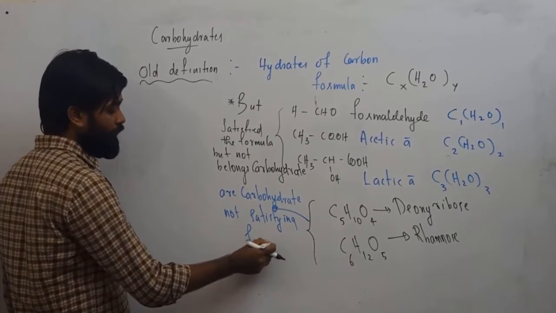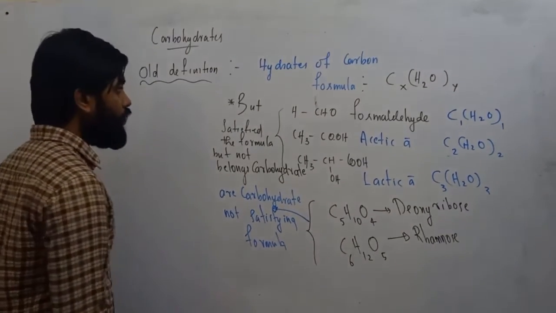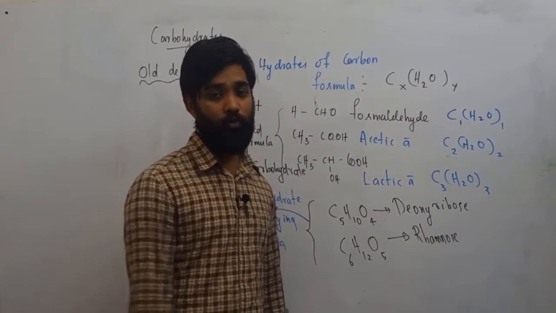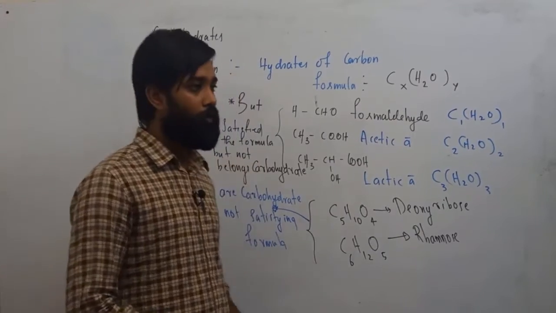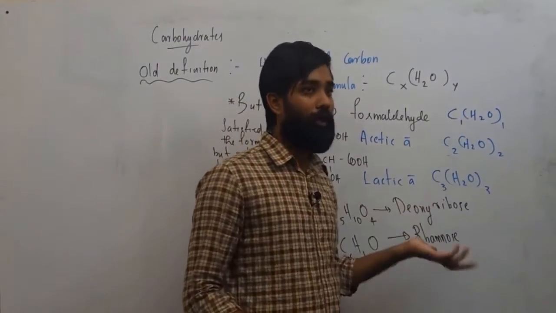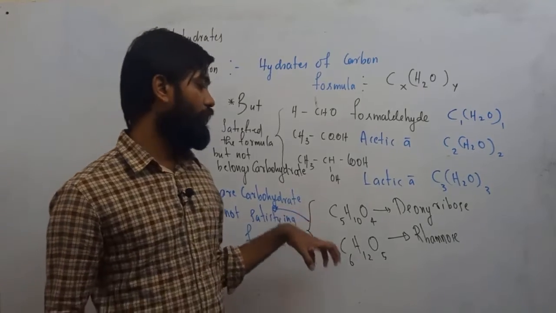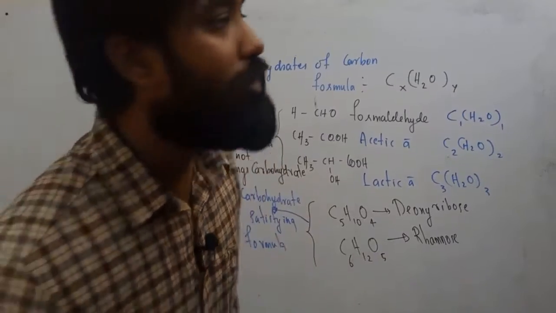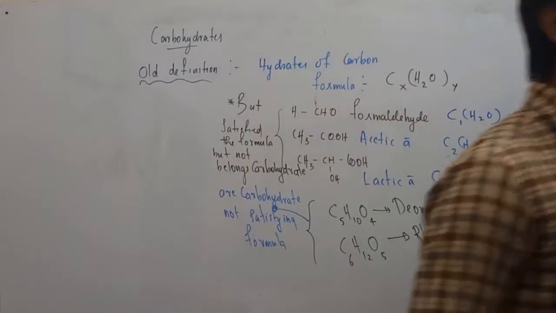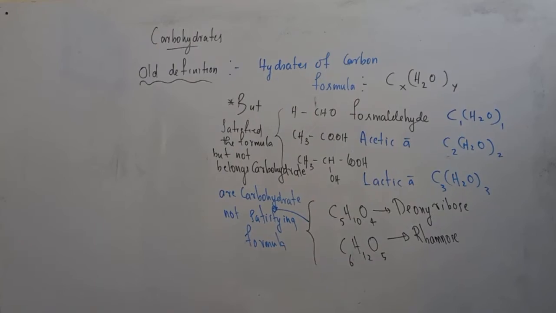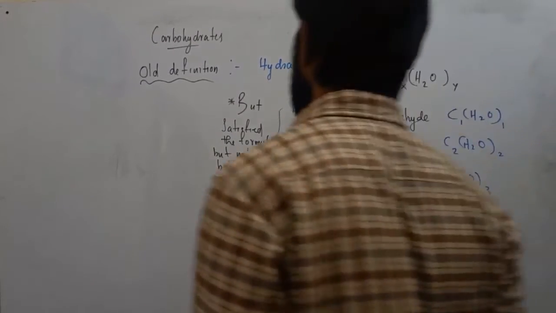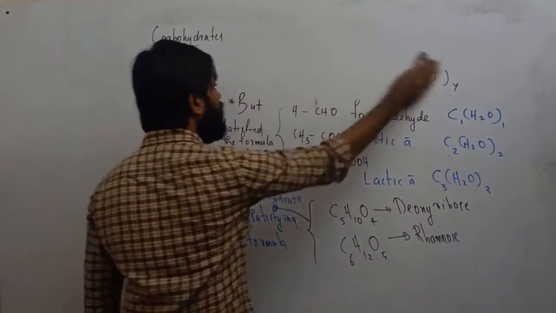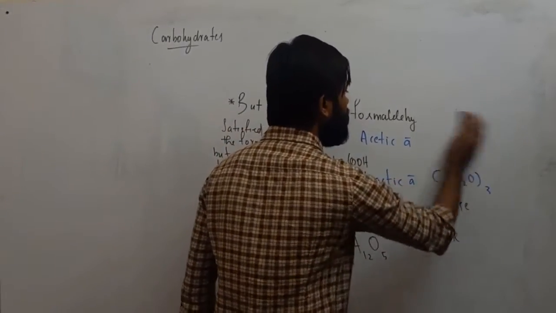So the concept is that anything having the formula of a hydrate of carbon is not necessarily a carbohydrate. Some of them satisfy the formula but are not carbohydrates. Some do not satisfy the formula but belong to carbohydrates. So this definition or concept is not enough for defining carbohydrates. Let me discuss the next definition, the modern definition, which is based on optical activity experimental study.